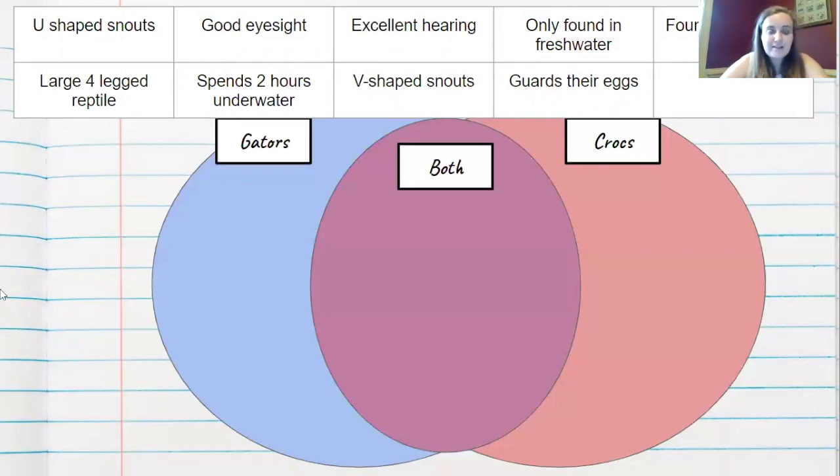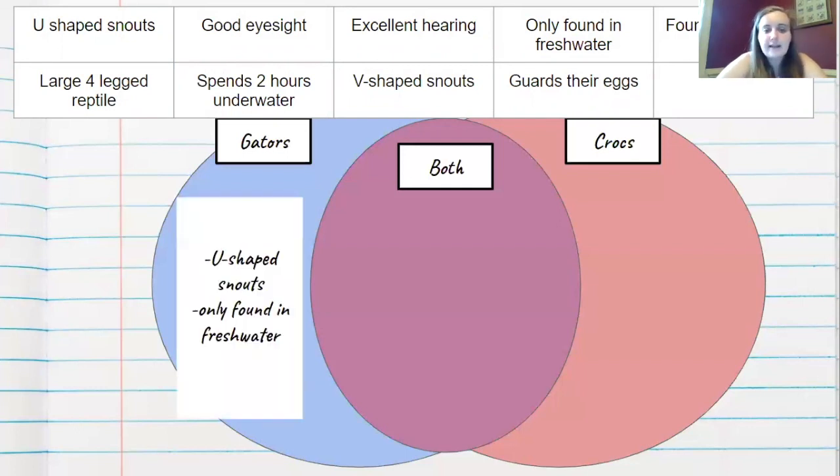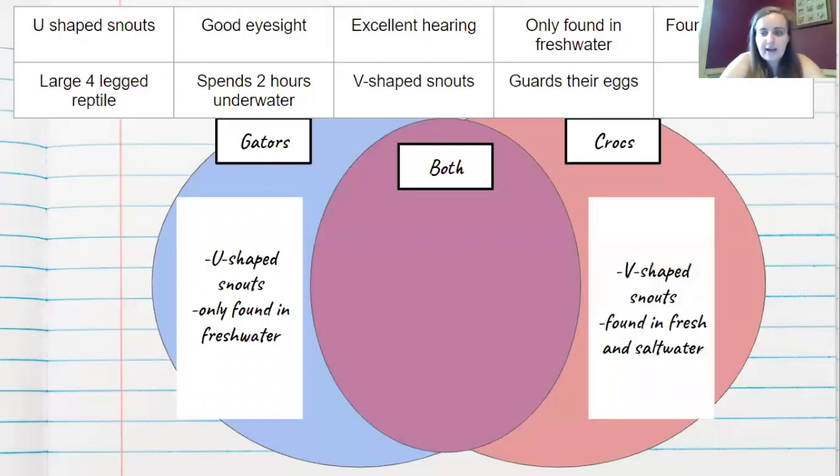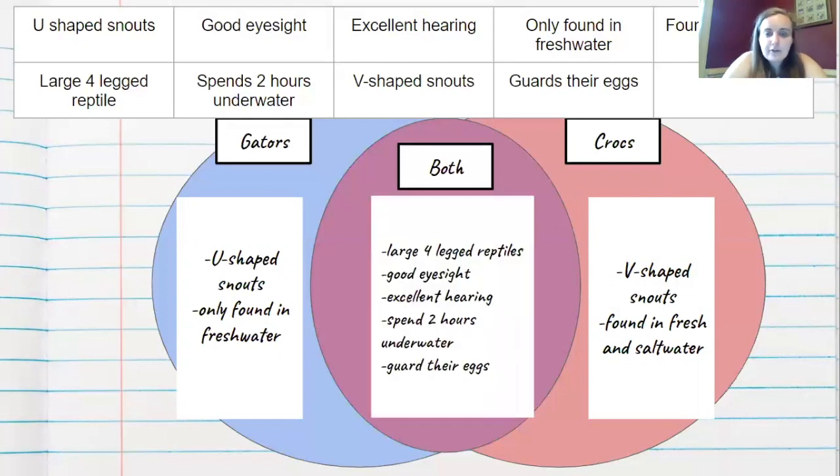All right, so at this point, you should have sorted all of your details. We're going to go through and check your Venn diagram. Let's talk about alligators first. You should have written down for alligators that they have U-shaped snouts and that they are only found in fresh water. For crocodiles, you should have written down that they have V-shaped snouts and that they are found in fresh and salt water. And then for both, you should have that they are large four-legged reptiles.